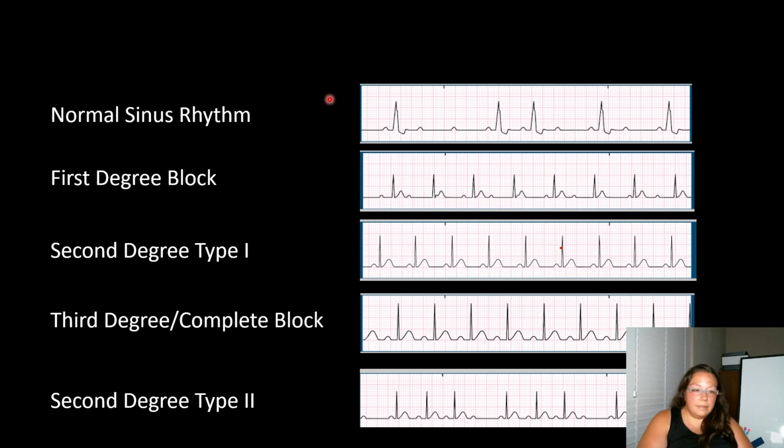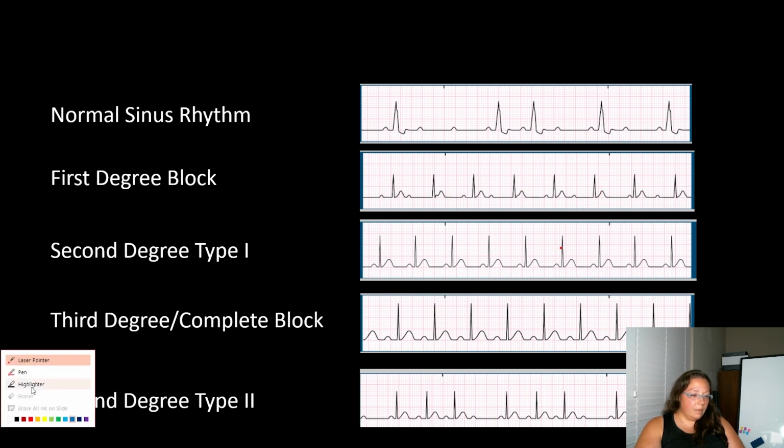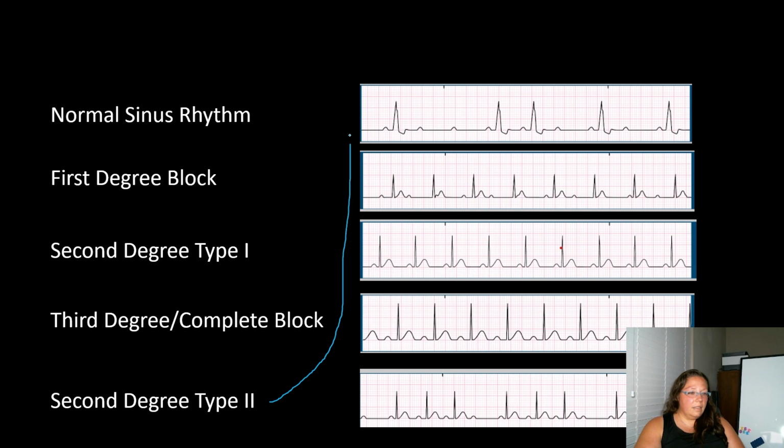So what do we have? I would say the PRs are pretty even when they do have QRSs. We're just dropping beats, right? So which one is that? If you said, what color should I use? This blue. If you said type 2, you are correct. Yay.